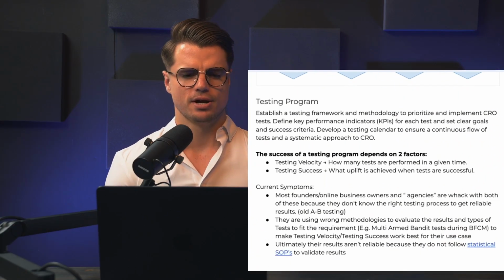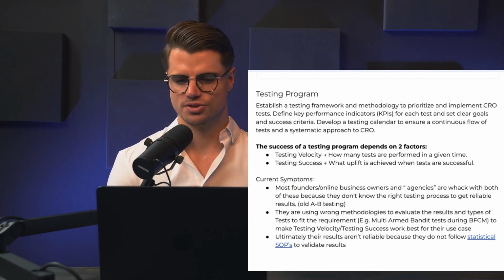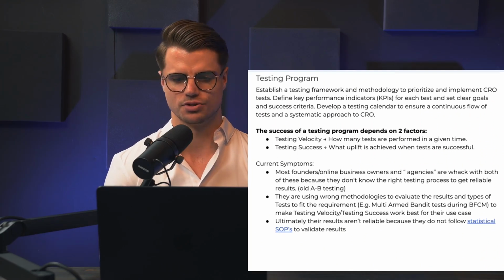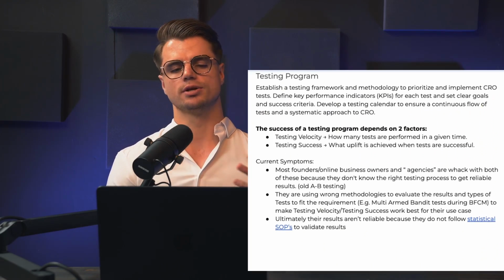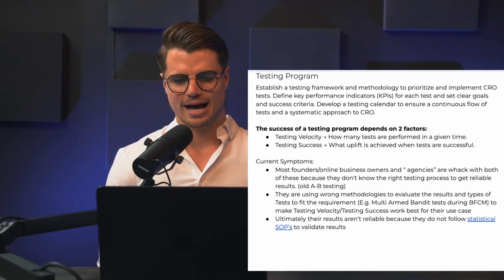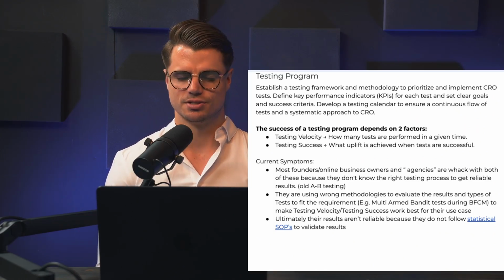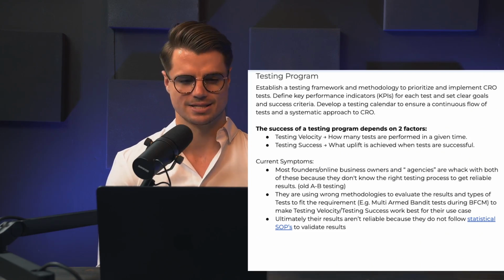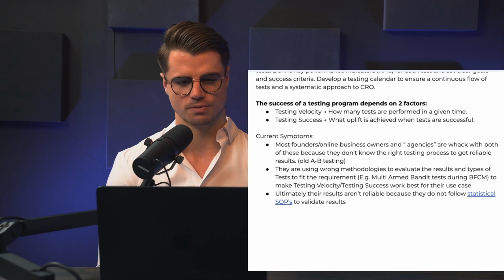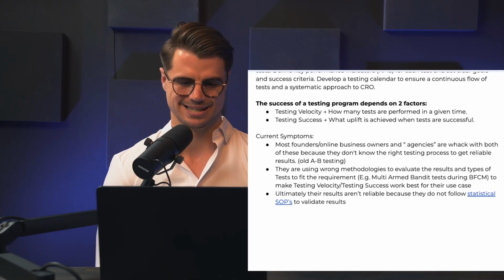So for the testing program here, we have established a testing framework and methodology to prioritize and implement CRO tests, define key performance indicators and reach tests, and set clear goals and success criteria. Now, develop a testing calendar to ensure a continuous flow of tests and a systemized approach to conversion rate optimization. Now, testing velocity and testing success is important.